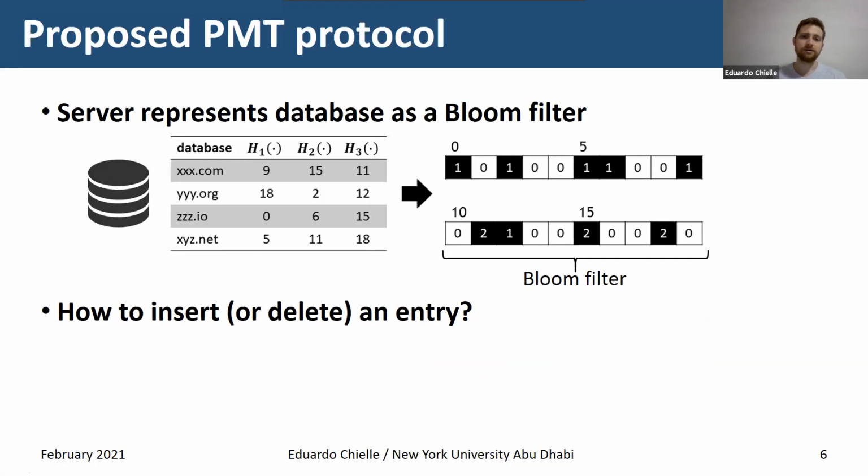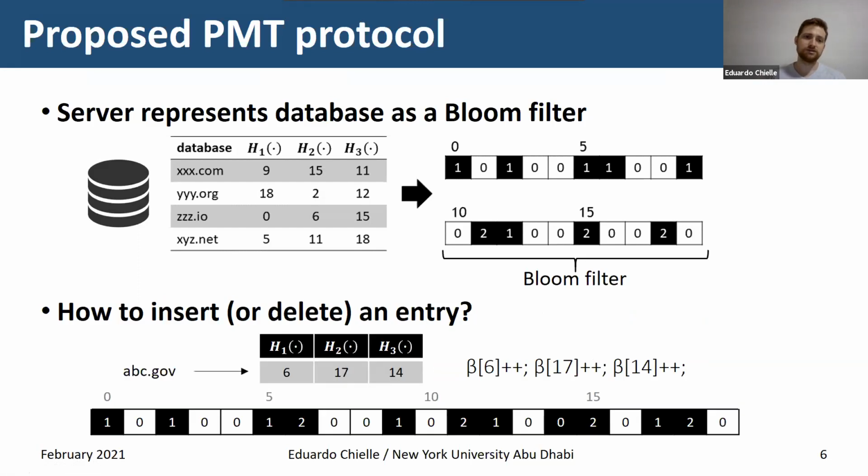And now, how can we insert or delete an entry in the database? To do that, we have an example here, ABC, and the server wants to add this to the database. So the server is going to hash this through a set of hash functions. We'll get a list of integers, and then to insert, it just increments the Bloom filter at those indices. And to delete, it's similar, the only difference is that the server will decrement at those indices.